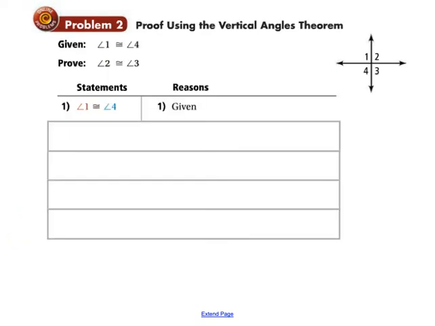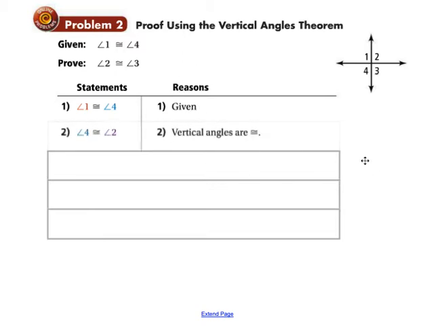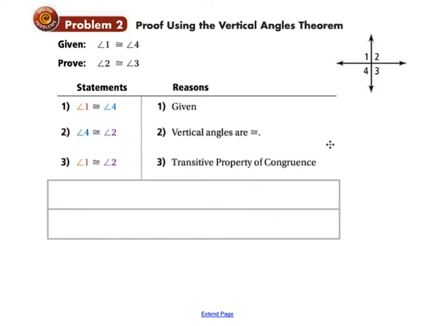Okay? So, proof using the vertical angle theorem. If we're given angle 1 is congruent to angle 4, can we prove that angle 2 and 3 are congruent? So, we're given 1 and 4 are congruent. We want to prove 2 and 3 are congruent. So, here's our given statement. The first thing we're going to do is say angle 4 is congruent to angle 2. We can use the vertical angle theorem now. Vertical angles are congruent. So now if you look at what we have here, angle 1 is congruent to angle 4, and angle 2 is also congruent to angle 4. So hopefully you're seeing we have a transitive property going on here. So angle 1 and angle 2 must be congruent to each other by the transitive property.